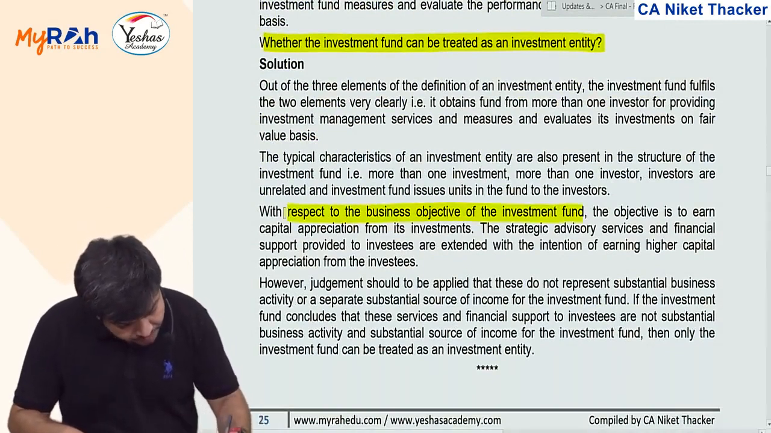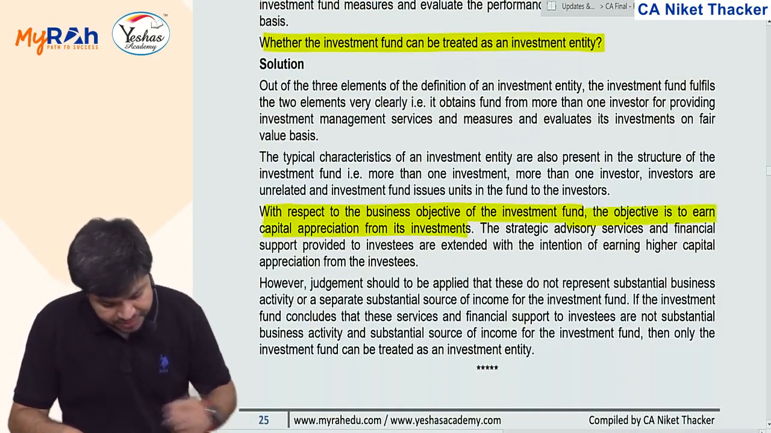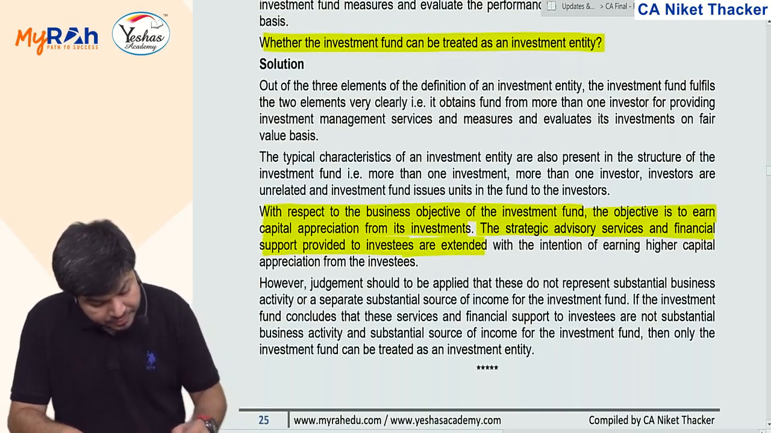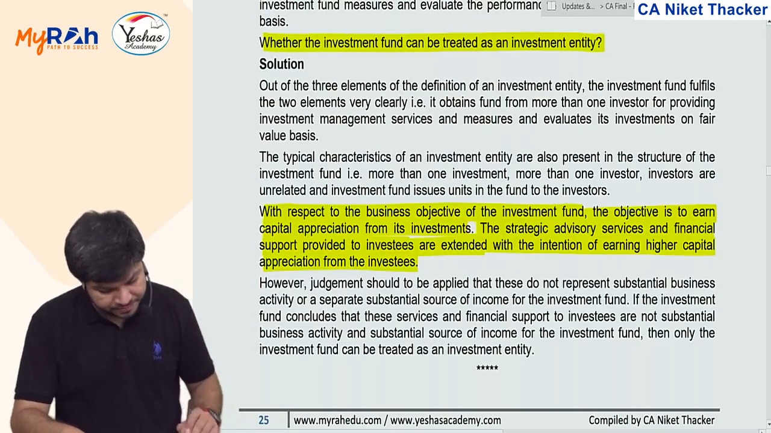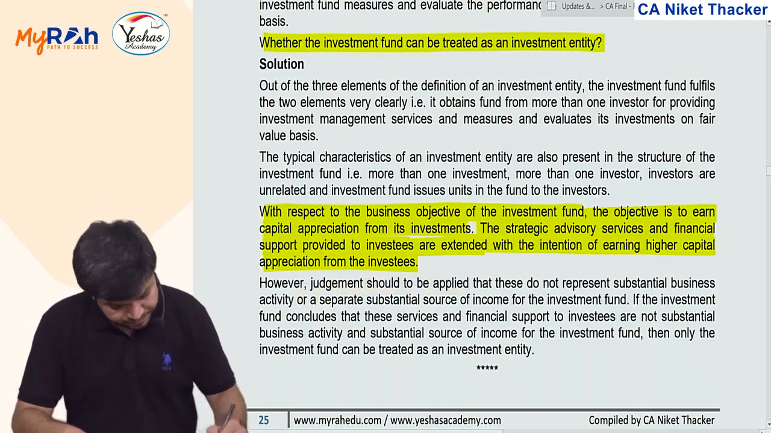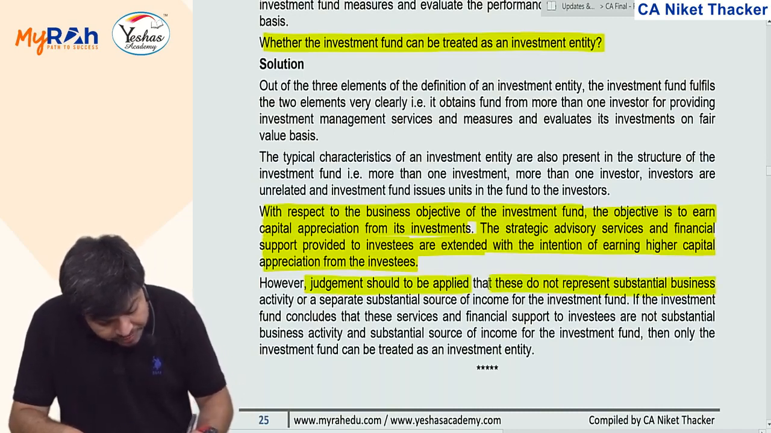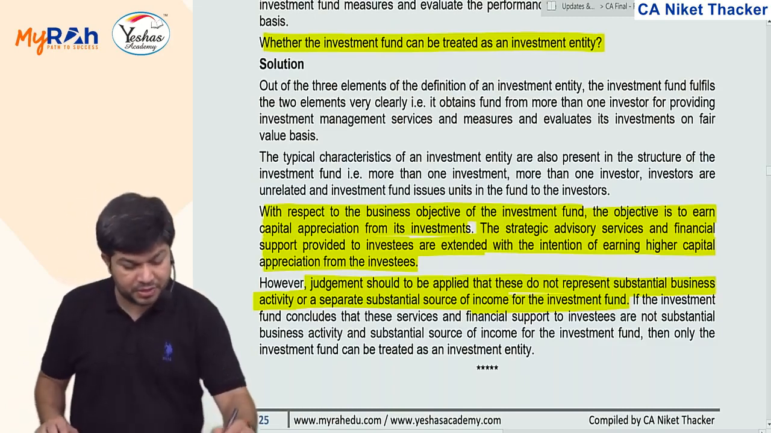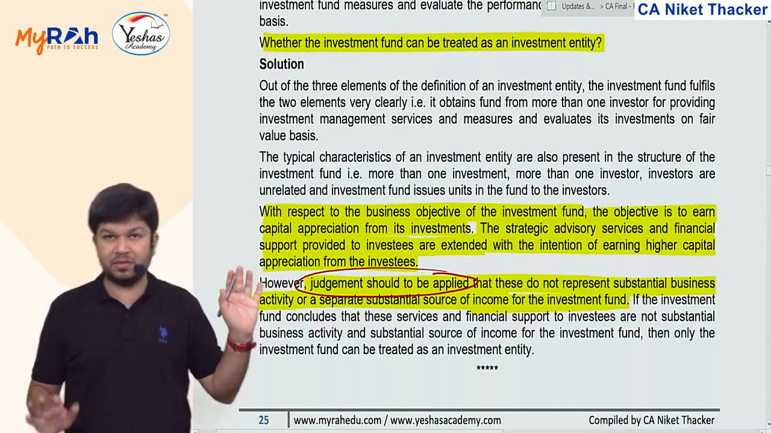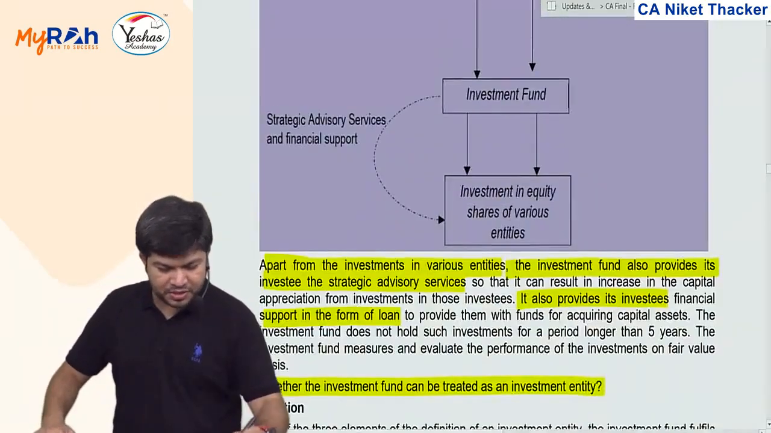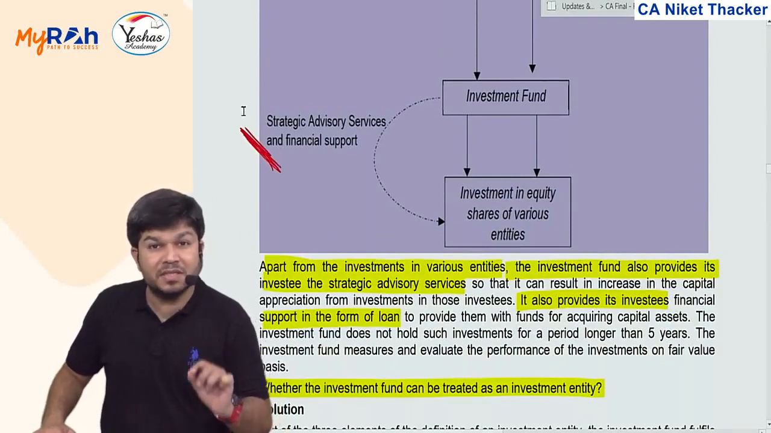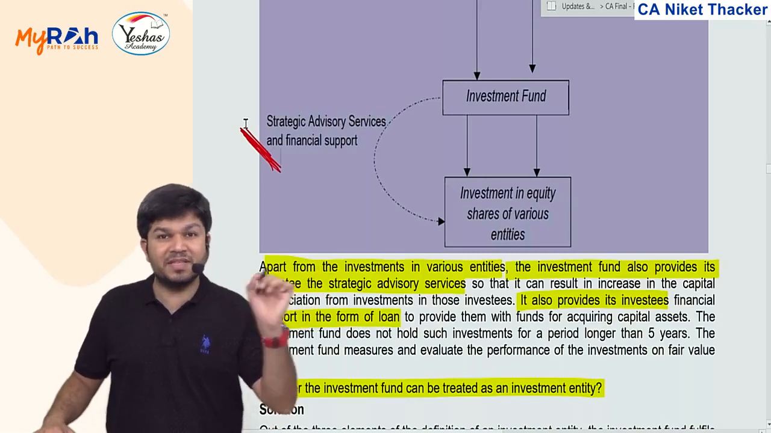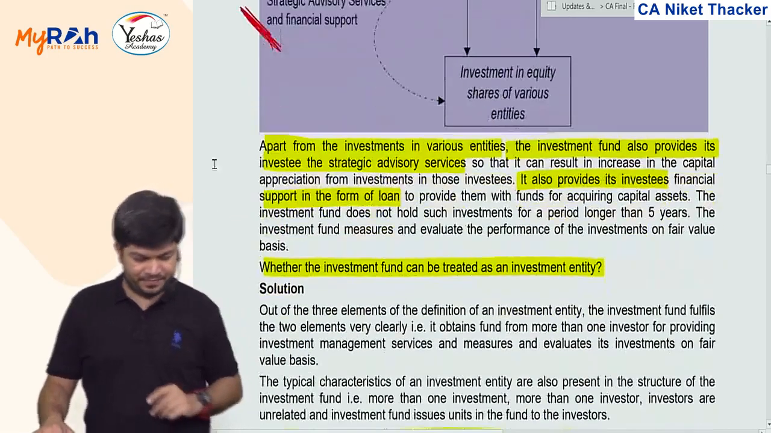Now, with respect to the objective of the investment fund, the objective is to earn capital appreciation. Strategic advisory services and financial support provided are extended with the intention to earn higher appreciation from investees. Now, judgment should be applied that these do not represent a substantial business activity or a substantial separate source of income. Judgment should be applied. There's no clear-cut answer. If the loan portion, the advisory portion is not major, then we still say it's an investment entity. But if the loan portion, the advisory portion is major, then it's not an investment entity. I hope you're clear.